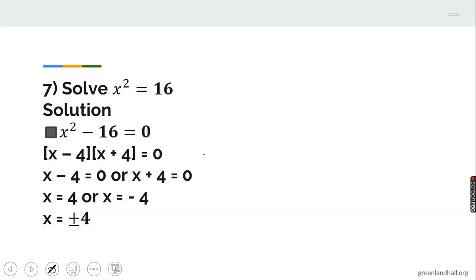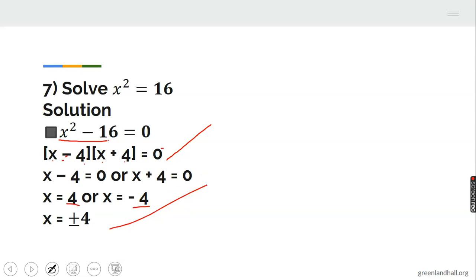You can use this factorization. This is difference of two squares. One will be minus. Factors of x squared are x and x. The factors of 16 are 4 and 4. You put minus here and put plus here. It's called difference of two squares. It's a standard way of factorizing this. Then solving it, you have x equals 4 or x equals minus 4. Therefore, x equals plus or minus 4.